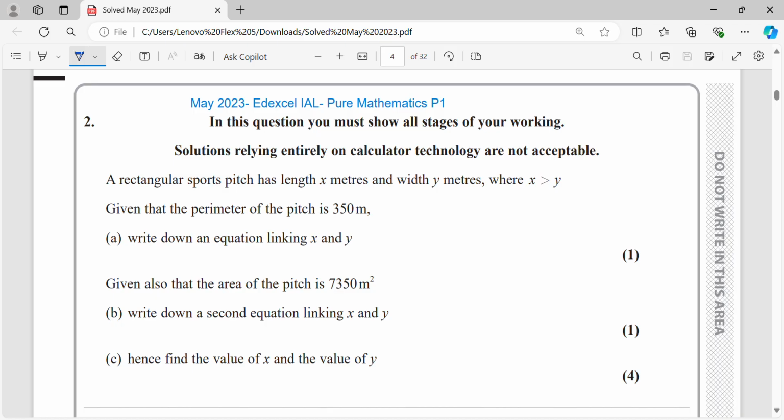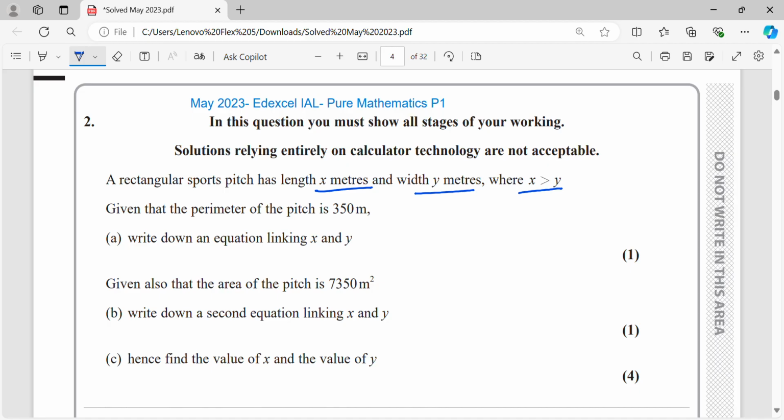In this video, I will be solving question number 2 from paper May 2023 Edexcel IAL Pure Mathematics P1. We will go through the problem step by step, ensuring you understand the concepts and techniques needed to tackle similar questions. Question number 2: a rectangular sports pitch has length x meters and width y meters, where x is greater than y. It means length is greater than width because x is the length and y is the width.